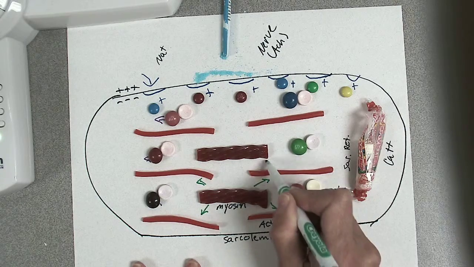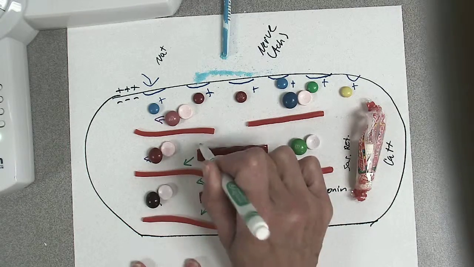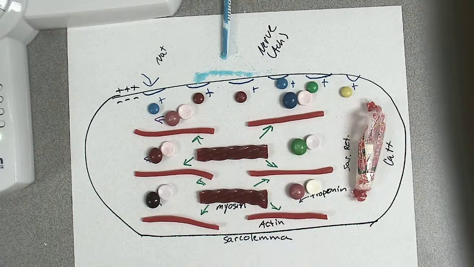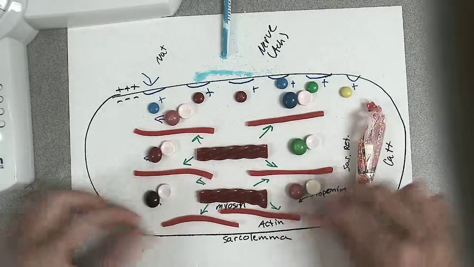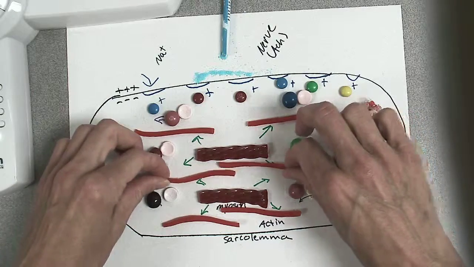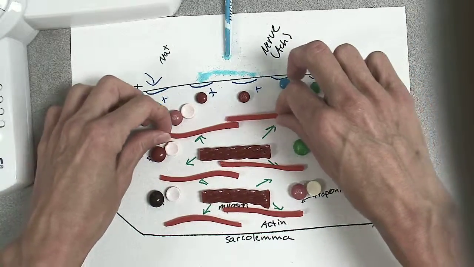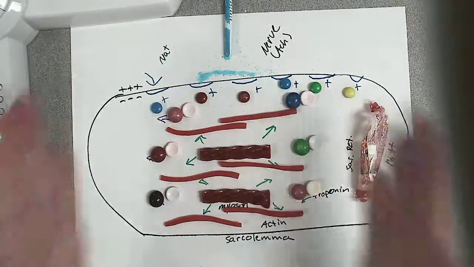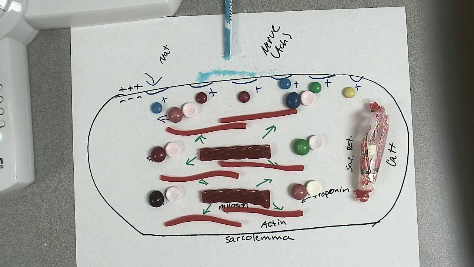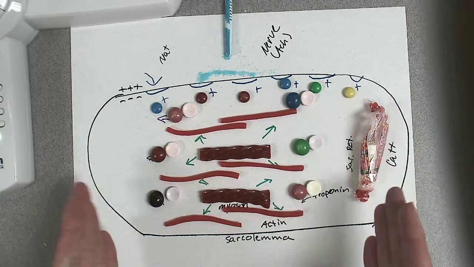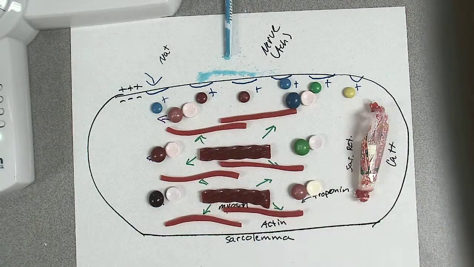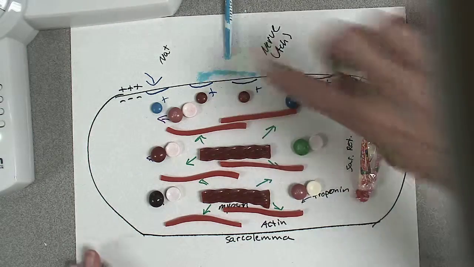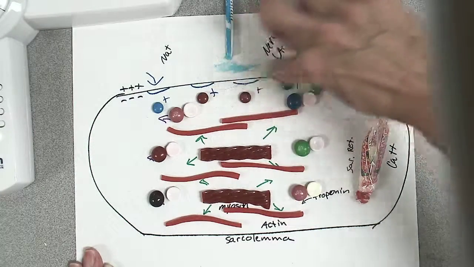So everything is cause and effect. Sodium came in. Sodium caused a positive charge, which is an action potential. The action potential caused the sarcoplasmic reticulum to release calcium. Calcium bound to troponin. So what happens now? The troponin changes shape. So right now, troponin is guarding the binding site on actin, so myosin can't bind. When calcium binds to troponin and troponin changes its shape, it moves off of the binding site, uncovering the binding site. Now it's available for binding.